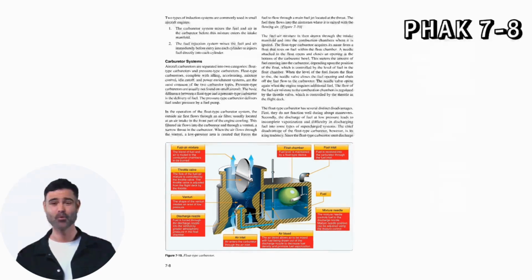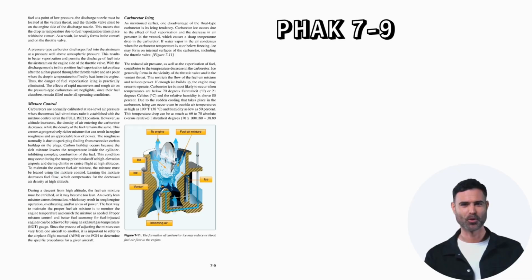Since the float-type carburetor must discharge fuel at a point of low pressure, the discharge nozzle must be located at the venturi throat, and the throttle valve must be on the engine side of the discharge nozzle. This means that the drop in temperature due to fuel vaporization takes place within the venturi. As a result, ice readily forms in the venturi and on the throttle valve. A pressure-type carburetor discharges fuel into the airstream at a pressure well above atmospheric pressure.